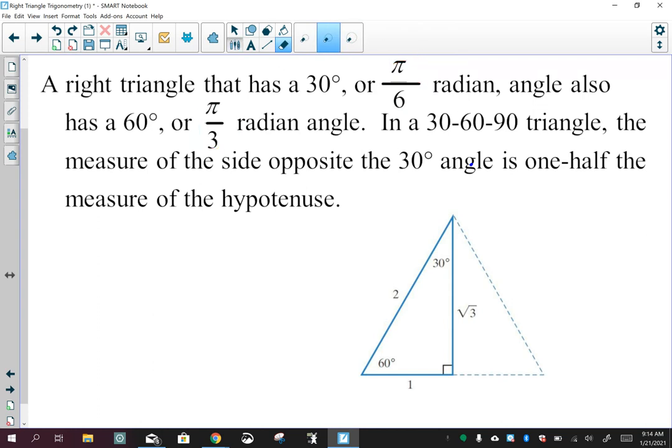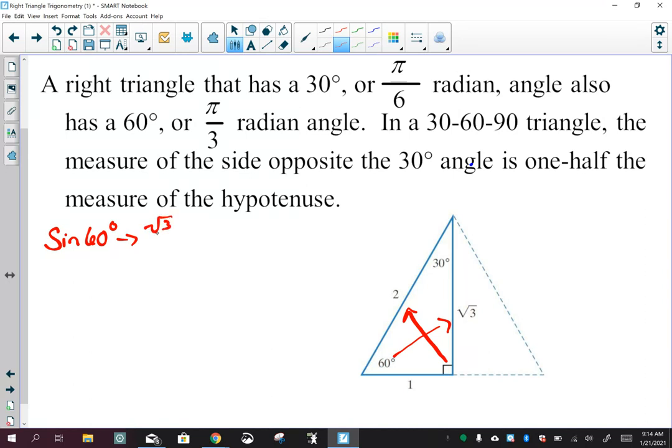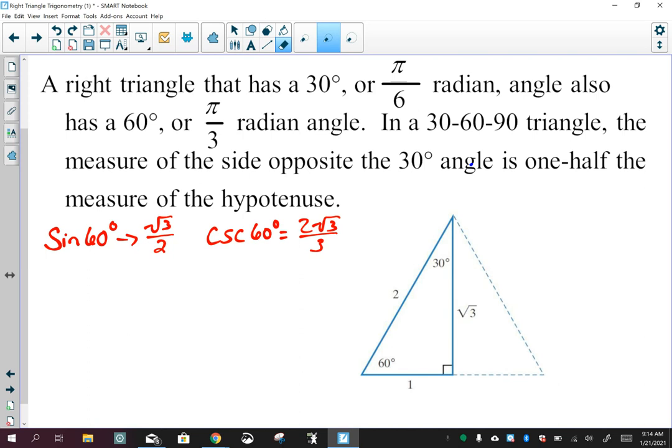So now, when we're talking about what are those relationships, if I've got sine of 60 degrees, my sine of 60 degrees is opposite over hypotenuse. So that is the square root of 3 over 2, which means my cosecant of 60 degrees is 2 square roots of 3 over 3, because remember, you cannot have a square root in the denominator.